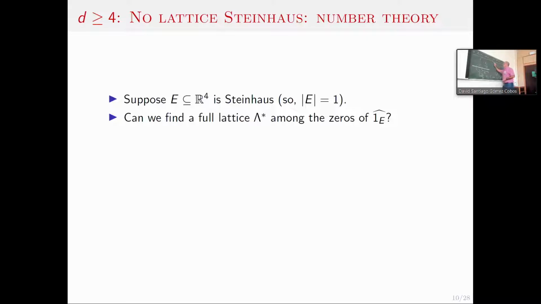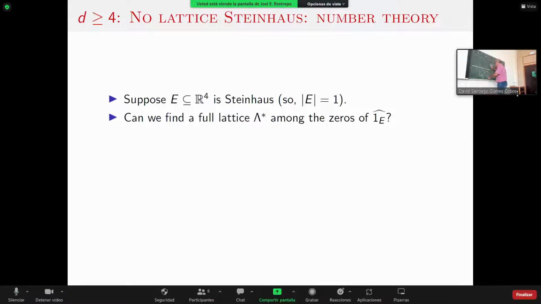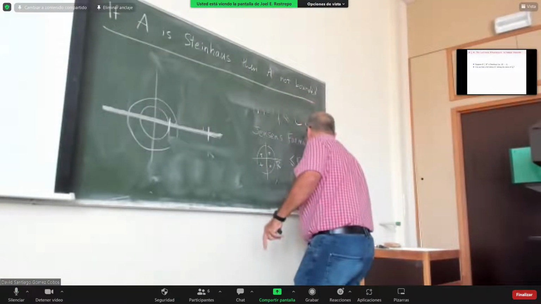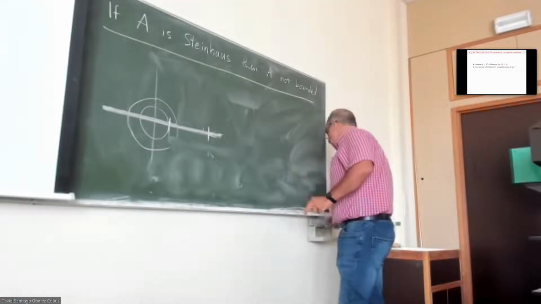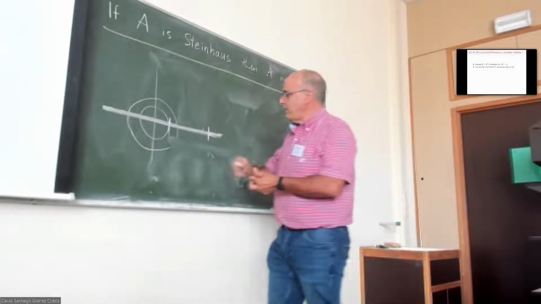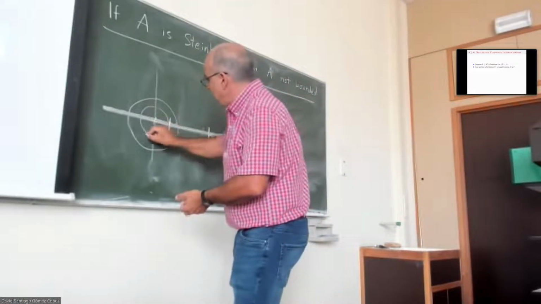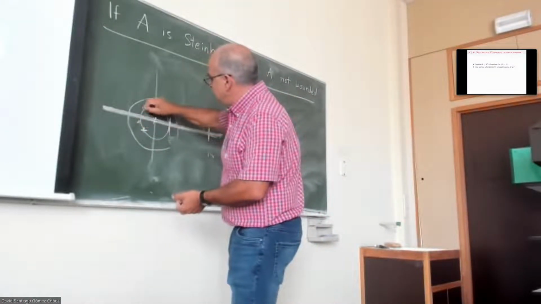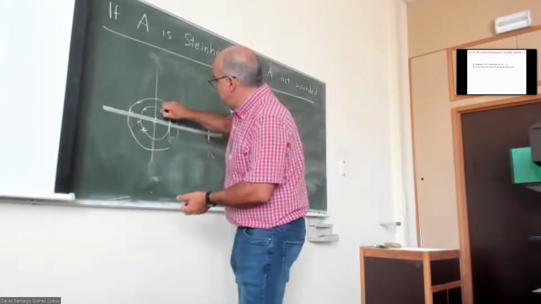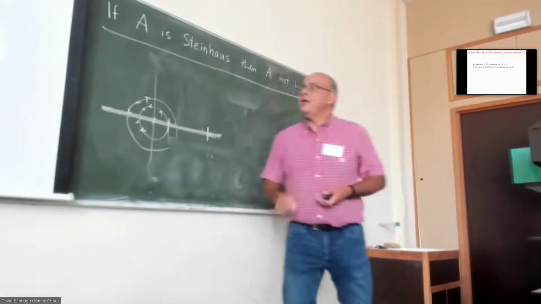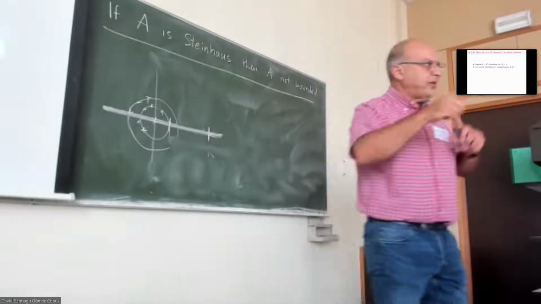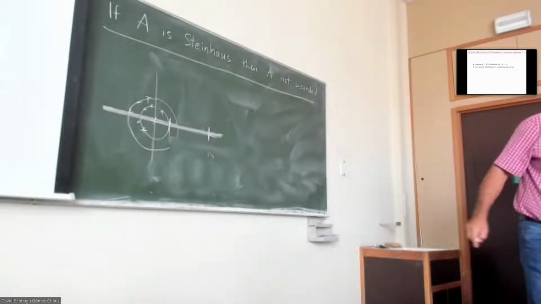Suppose in the set of zeros, this set, we managed to find a whole lattice sitting in there. So we have a set of zeros for a Fourier transform of a Steinhaus set, and suppose I'm clever enough to find a whole lattice sitting in here. Let's call that lattice lambda star. Star is a dual lattice. You will see why I do that.